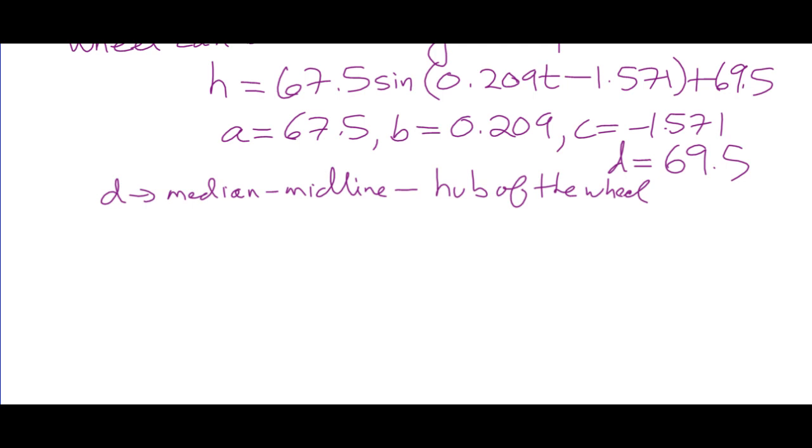If you're riding on the wheel, what's the highest you will go? 137. Okay, 137. How do you get that? Do it the other way around. So we go D plus A, right? We say from the middle, I must go up by the amplitude. And the amplitude is what physical measurement on the wheel? The radius. Good. I never emphasized this as much until after February when I was item writing. Anyway, so it's the hub of the wheel. So A is the radius of the wheel.